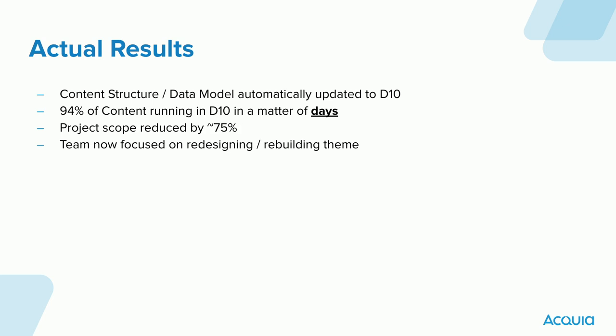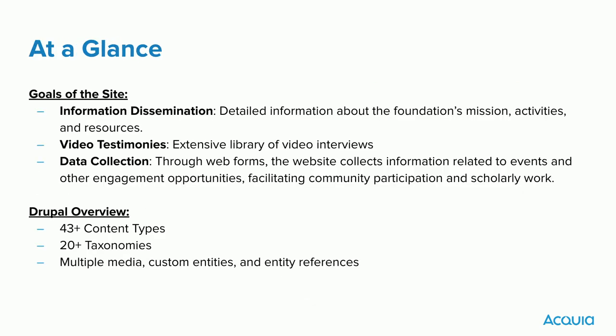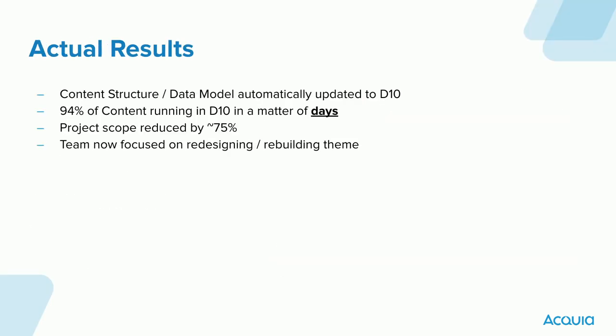94% of the content, so again, there's 43 content types, 20 plus taxonomies, et cetera, 94% of the content from the site was able to move from D7 to D10 automatically. There's no real developer effort to do that, just AMA did it. And the team now, the remaining 25% of the estimate is all about custom modules, themes, et cetera.